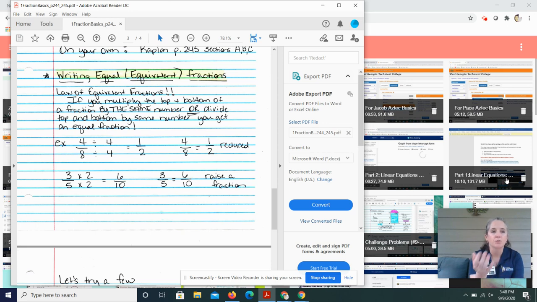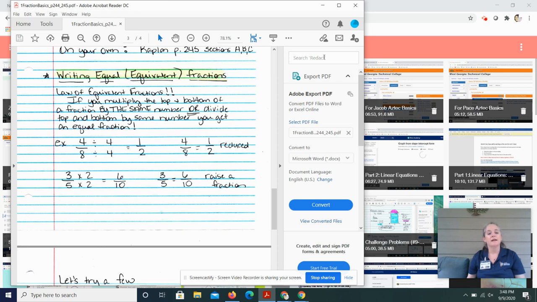When you're working a fraction problem, you're usually asked to reduce it to lowest terms. So reducing is something we use a lot. You have to raise a fraction sometimes to compare two amounts, to get a common denominator, something that's the same. So you have to know how to do both.